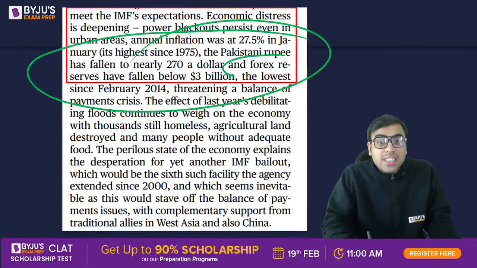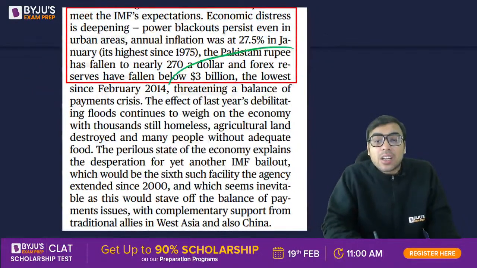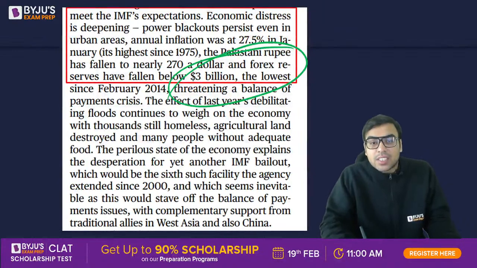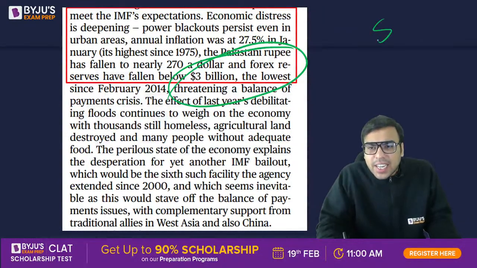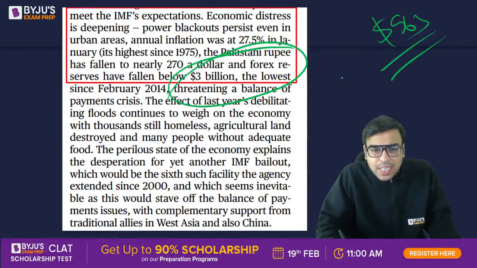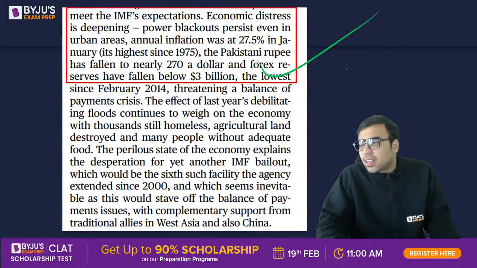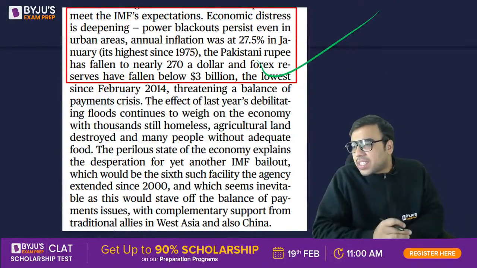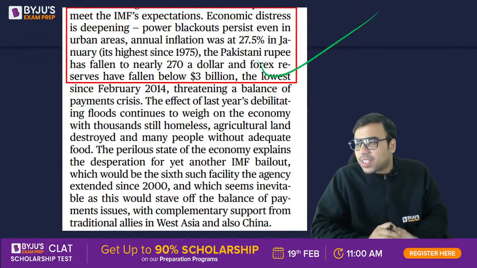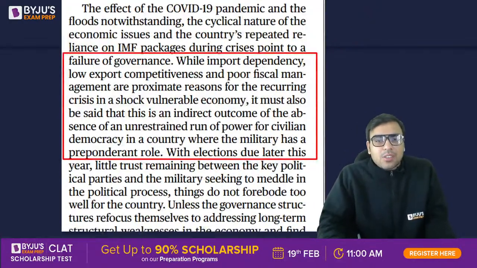The foreign exchange reserve has fallen below $3 billion, which is very less. It's extremely less. In fact, I think India's is $563 billion or something like that. Yes, the first deputy managing director is Geeta Gopinath. Very good, Rashmikant Oja, Zoya Khan, right? So that is what is being talked about.